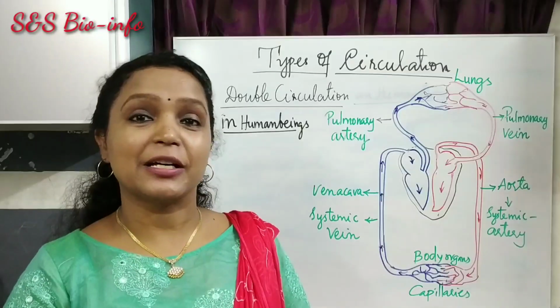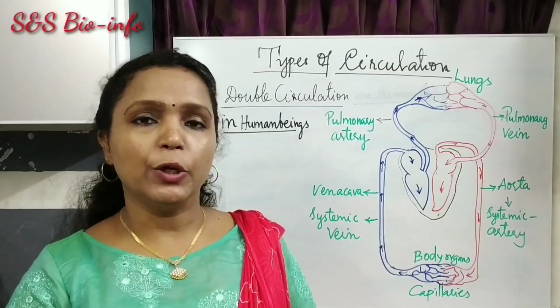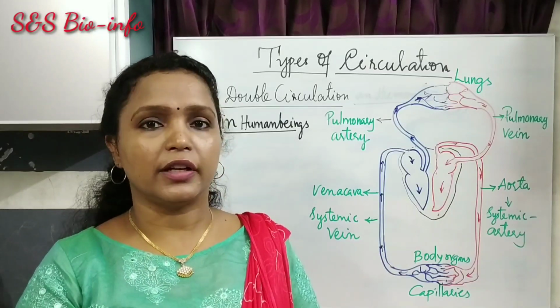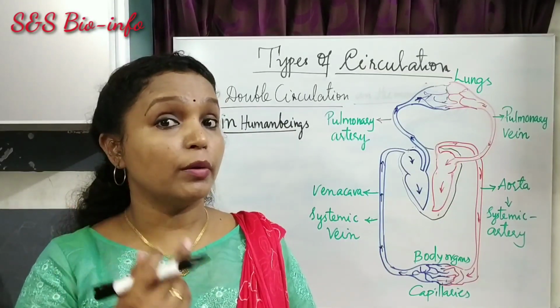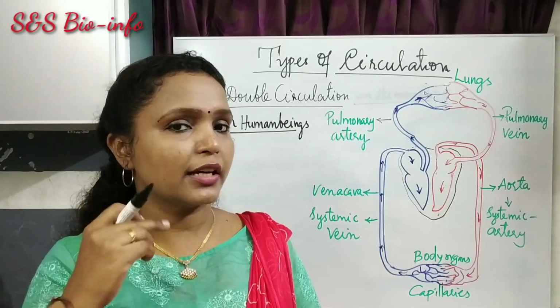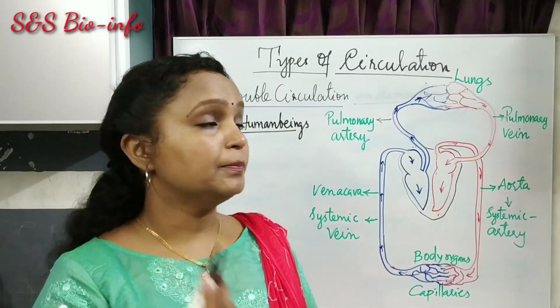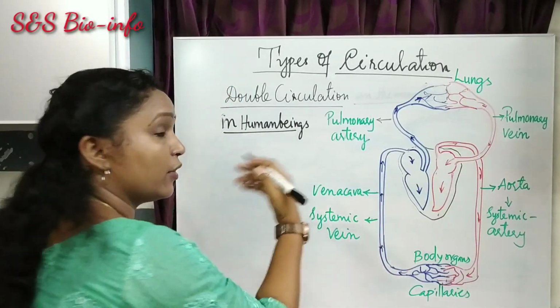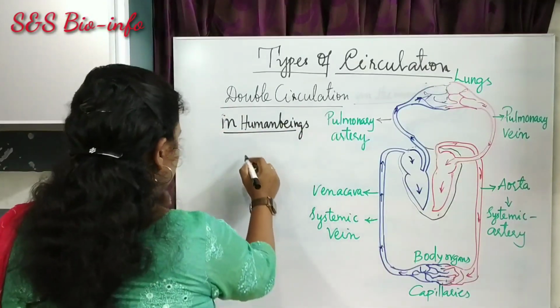The next one is complete double circulation in human beings. We have already learnt about the circulatory pathway in human beings. We need to remember it. Once again, we can recall the circulatory pathway in human beings. Let's start from the body part. Just for information, I draw here the body parts.